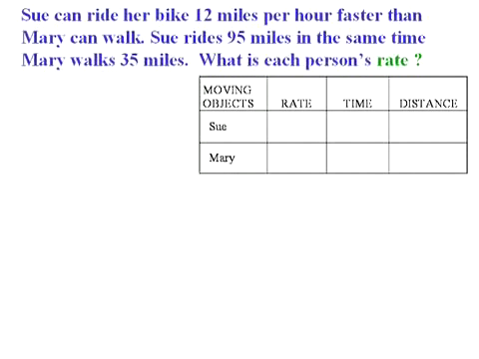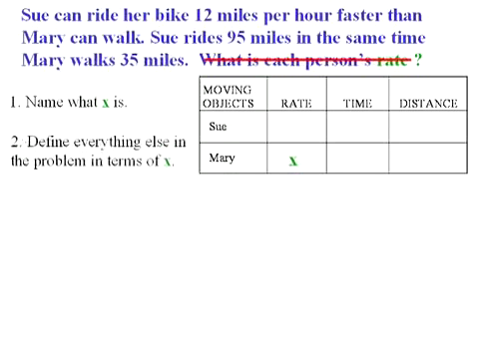Once again, let's start off with our chart. We're going to have our moving objects, in this case, Sue and Mary. And let's define what we're going to let x be. Now, it wants to know each person's rate. I need to pick one of the people. I'm going to try to pick the slower one. Well, who's going to be the slower one in this case? The walker, I assume. Mary can walk. So her rate is going to be x. And then I'll define everything else in terms of x.